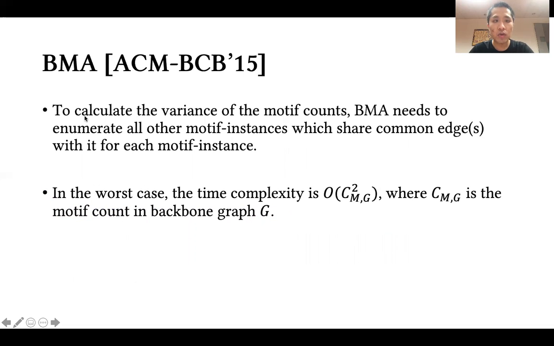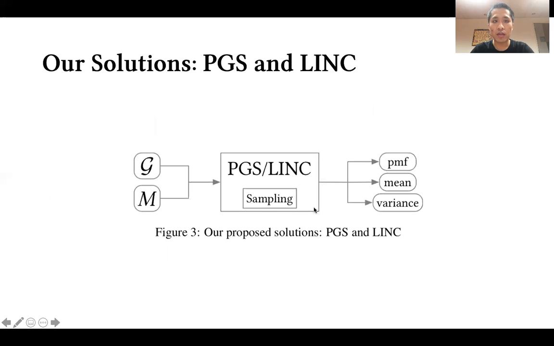For the BME method, to calculate the variance of the motif count, it needs to enumerate, for each motif instance, all other motif instances which share a common edge with it. In the worst case, the time complexity of this algorithm is the square of the motif count in the backbone graph G, which is very time consuming. Thus, we developed two sampling based methods to improve the efficiency and also keep the high quality of the result.